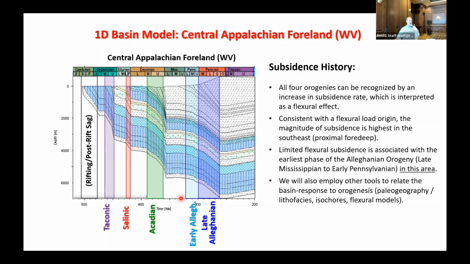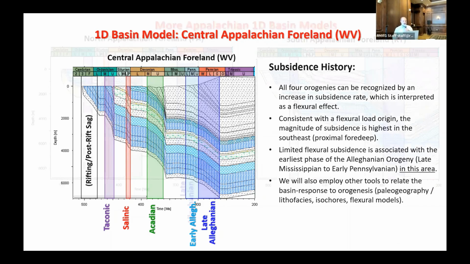And consistent with a flexural load origin, as you'll see, the magnitude of subsidence is highest in the proximal foredeep, and is obviously as you come out onto the forebulge, it's very low. There's limited flexural subsidence associated with this earliest phase of the Alleghanian orogeny in the late Mississippian and early Pennsylvanian in this particular area. And so we're going to look at other things to relate basin response to orogenesis, as you'll see in the next section on paleogeography, lithofacies, isocores, and flexural models.